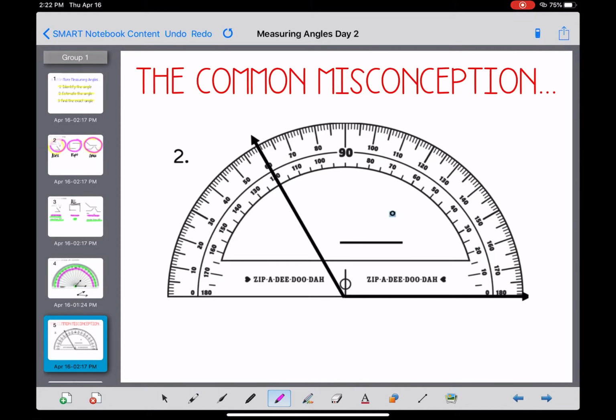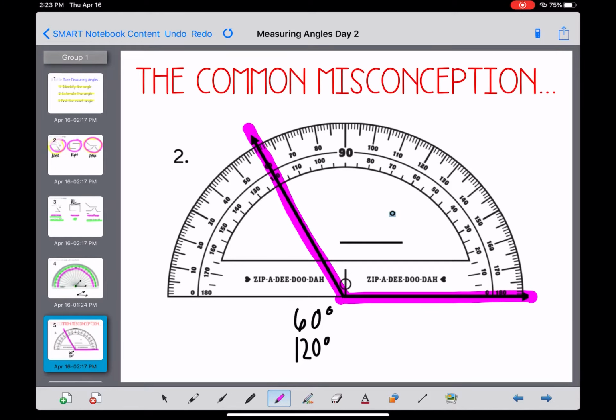So again, the common misconception was knowing which number to look at. For this question, there were two possible answers. You could have put 60 degrees, or you could have said 120 degrees. That is what this line is pointing at. Both of those numbers are being pointed at by this line, but I have to know which one I should look at. I'm going to highlight my whole angle real quick, and I want to ask you, if we know a right angle is 90 degrees, and this is an obtuse angle, should my measure be greater than or less than 90 degrees? That's one way we're going to reason today.